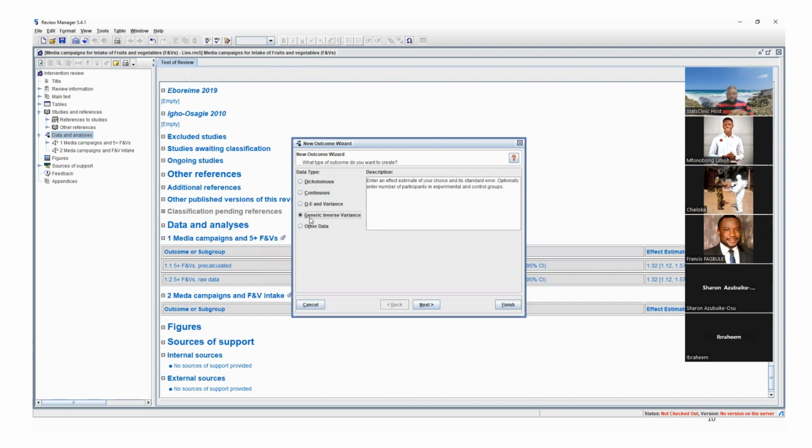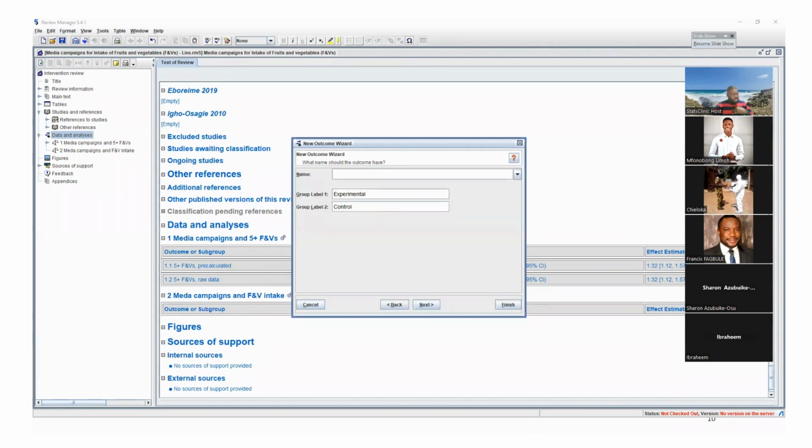Remember, last week when we used pre-calculated data, we used the generic inverse variance. Here as well, you would use the generic inverse variance, and then you click next. But before you go, pay attention to what this is saying: you enter an effect estimate of your choice and its standard error. All right, so you click next.